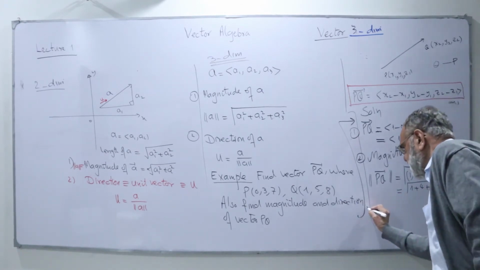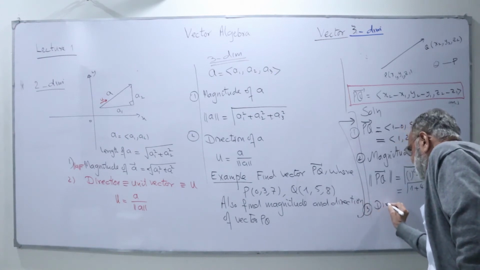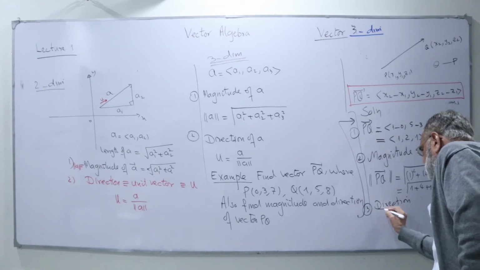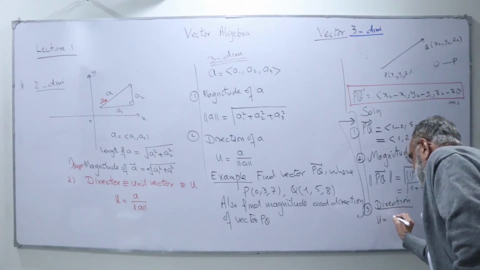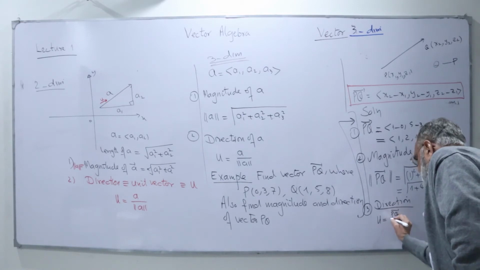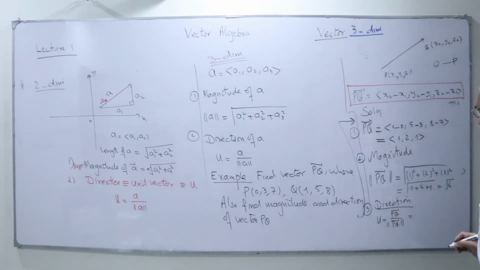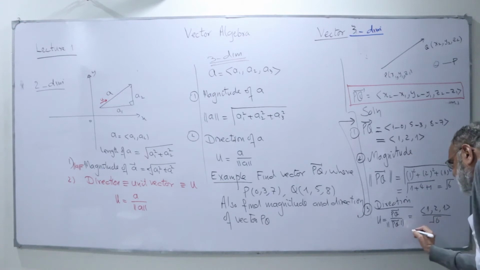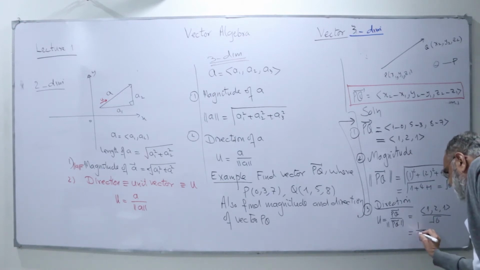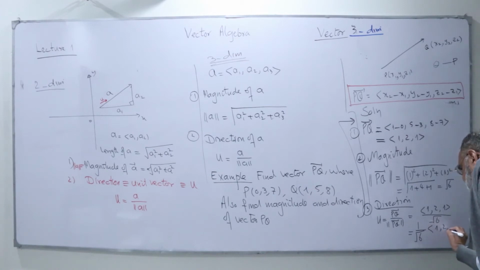That's my magnitude. Number 3, I want to find the direction. My direction is my unit vector U, which is PQ divided by the magnitude of PQ. So this is (1, 2, 1) over the square root of 6. Or we can write it as the scalar times (1, 2, 1), which is always better. This will be a unit vector. If you calculate its magnitude, it will be equal to 1. So it's very easy, not at all difficult.